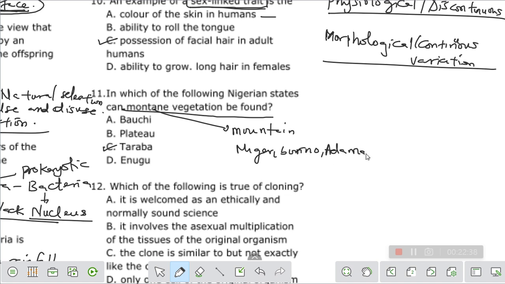Although Plateau too, we can still see mountains, but we are going for Taraba here. Okay, so let's go.